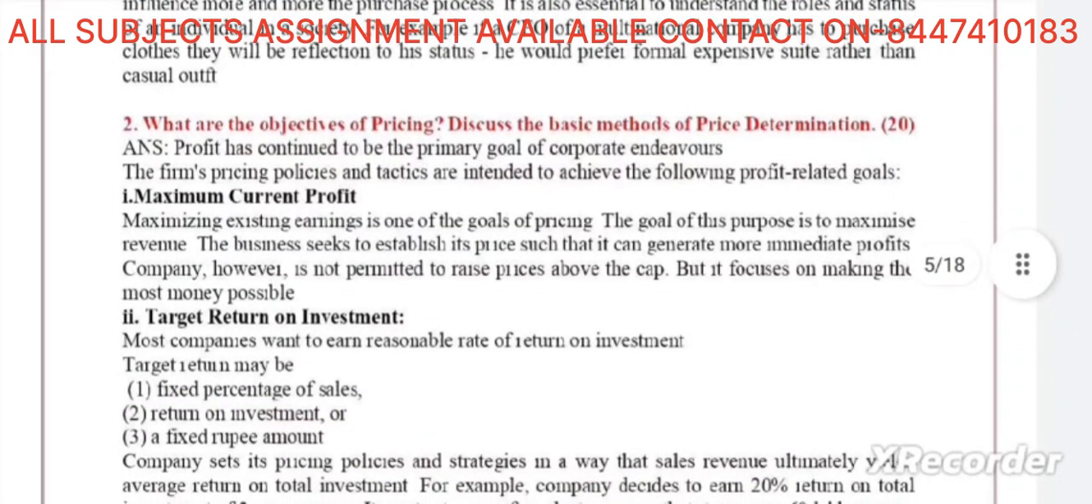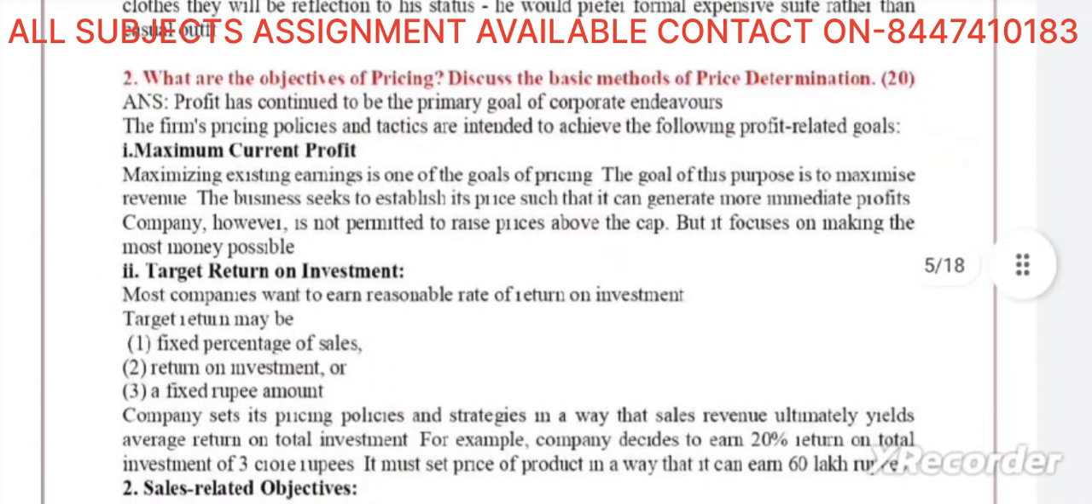Now, the second question is, what are the objectives of pricing? Discuss the basic methods of price determination. It is also 20 marks. Profit has continued to be the primary goal of corporate endeavors. The firm's pricing policies and tactics are intended to achieve the following profit related goals.